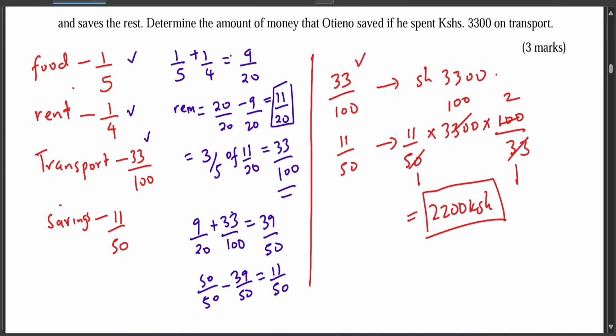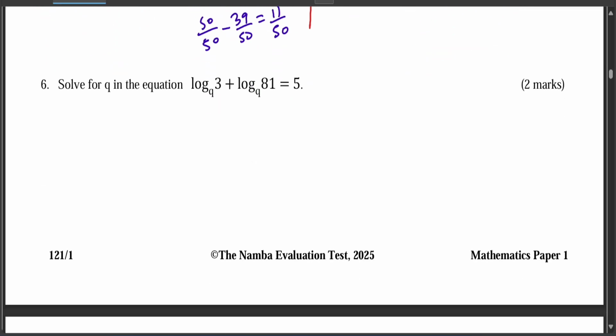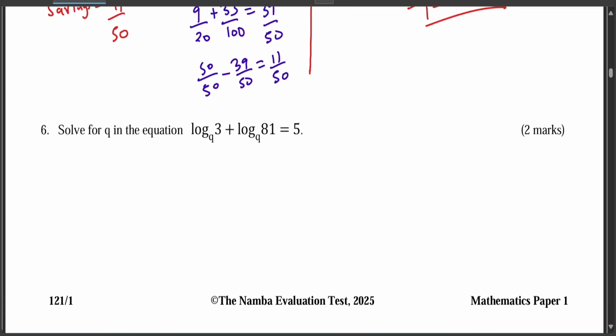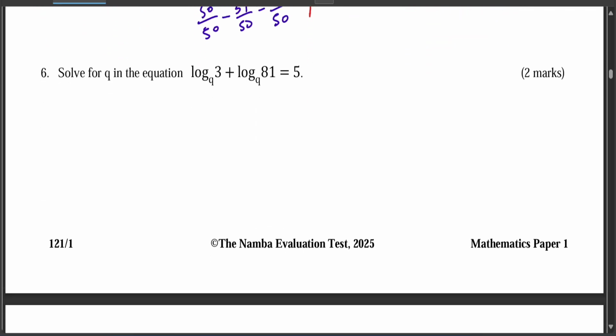3 marks are bure. Now question 6. Solve for q in the equation log 3 base q plus log 81 base q is equal to 5. Sawa, ni rahisi ama si rahisi? So hapa hii q isikutishie maisha.